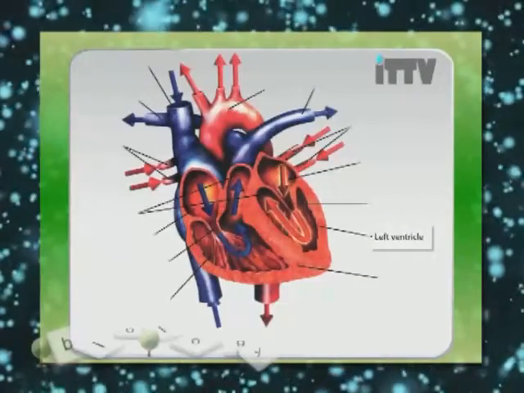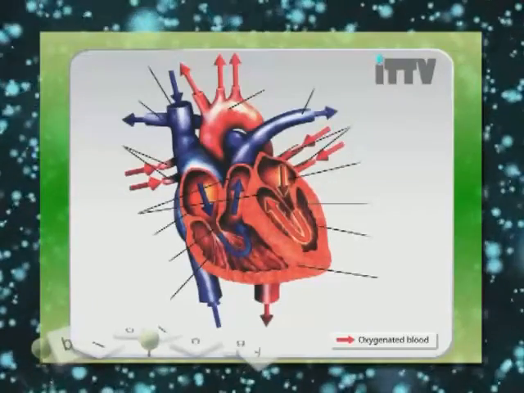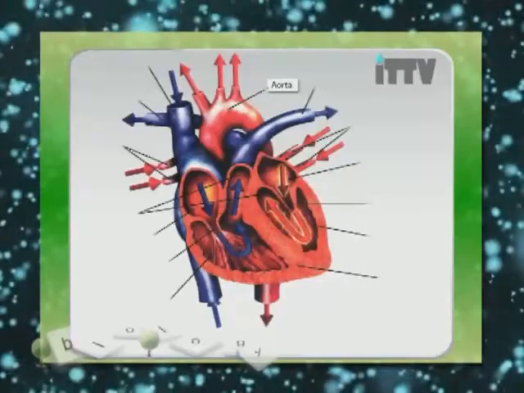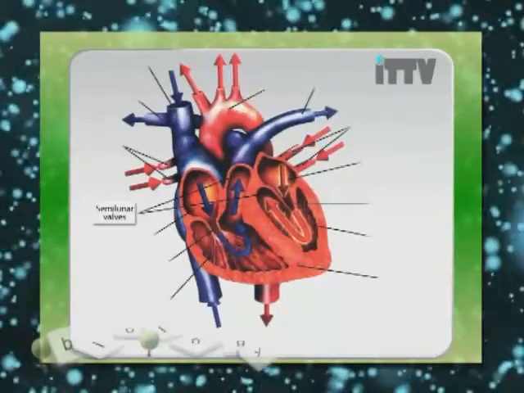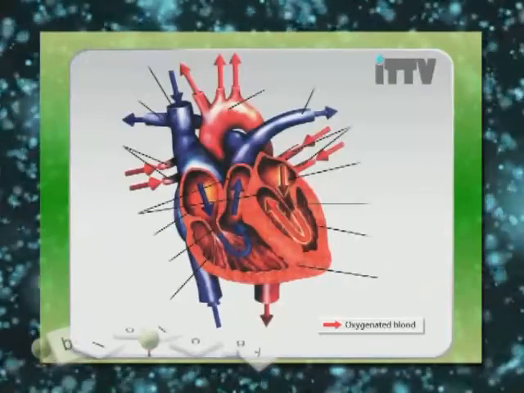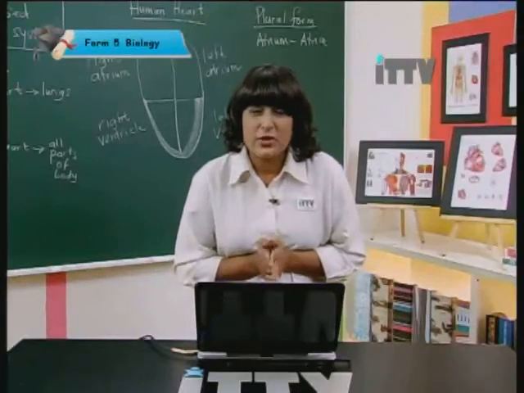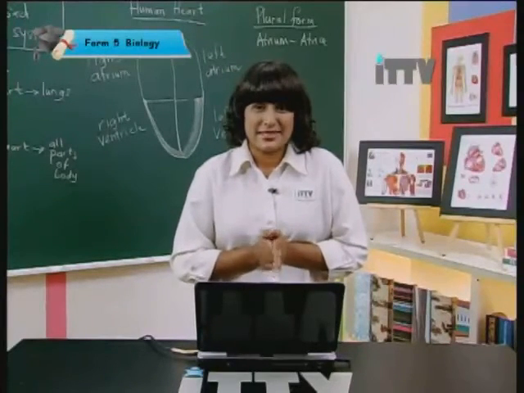Once the left ventricle is filled with oxygenated blood, this blood is pumped into the aorta by the opening of the semilunar valve, and thus oxygenated blood can be supplied to all parts of the body. Dear students, was that overwhelming? It will be repeated in the upcoming slides.